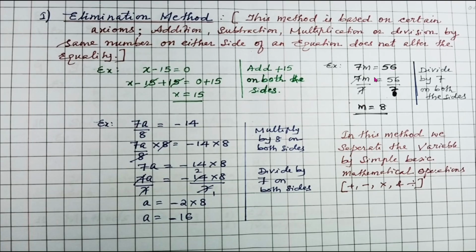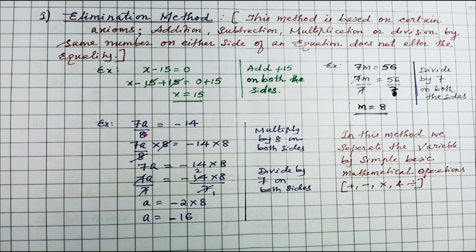Now one more example, 7m is equal to 56. Here I have to eliminate 7, so divide by 7 on both sides. The 7 gets cancelled here. 56 by 7 is 8, and therefore the value of m is 8, and that is what you call the solution of the given equation, and the method is the elimination method.